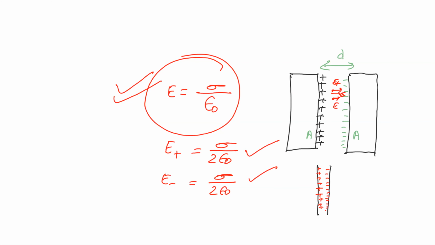So how much is the total magnitude? Sigma by epsilon naught. What is the value of sigma here? If charge is Q, sigma is the surface charge density, so Q by A divided by epsilon naught, which will be Q by A epsilon naught.